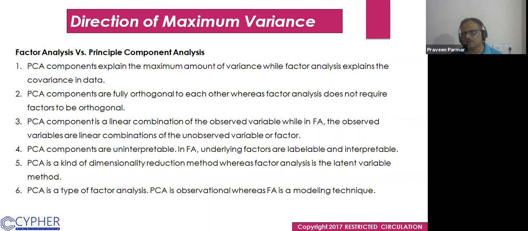PCA components are uninterpretable. We could not interpret them. In FA, underlying factors are labelable and interpretable because we have the factor loadings and all these things. PCA is a kind of dimensionality reduction method, whereas factor analysis is a latent variable method. In PCA we could not say which factors are going where and which variable has been taken in which component. You could not see that.